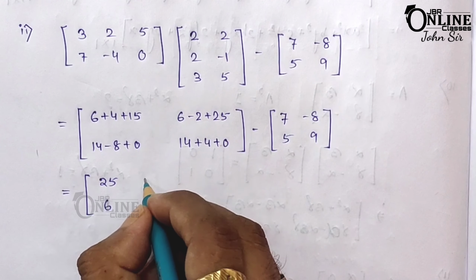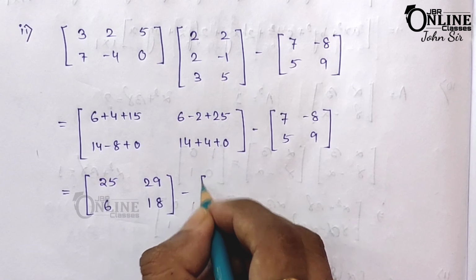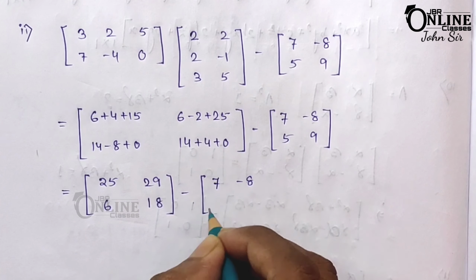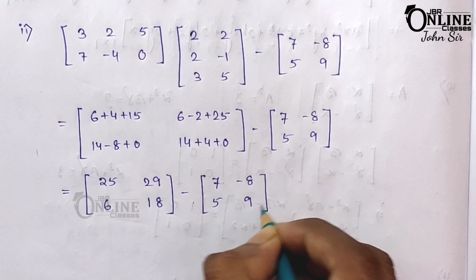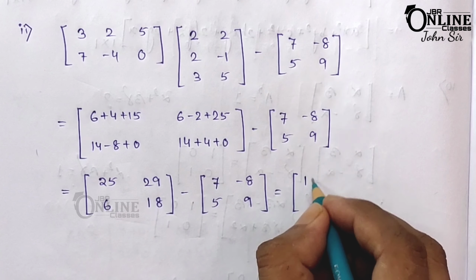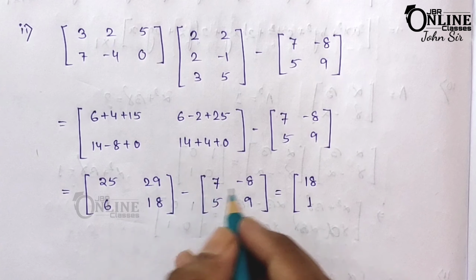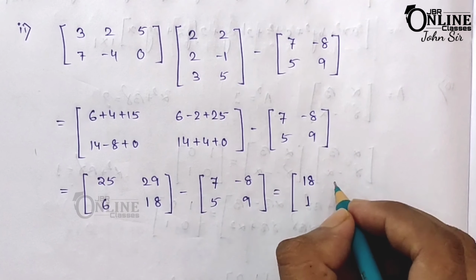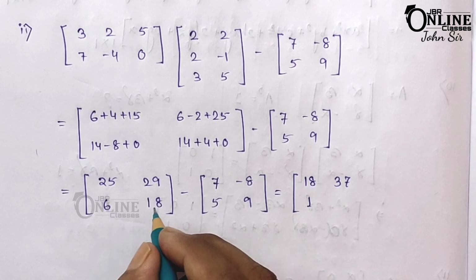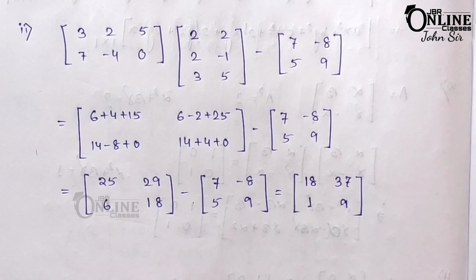So 4 plus 25, 29, and it will be here 18. Then minus 7 minus 8, 5, 9. Okay, so your answer will be 25 minus 7, that equal to 18. 6 minus 5, that equal to 1. 29 minus here plus, so it will be 37. And the last one 18 minus 9, that equal to 9 as your answer.